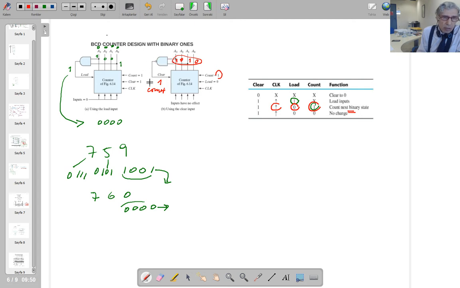then that clear is going to be 0. Clear is going to be 0 without waiting for the clock pulse, because there's an X here. Whatever the clock pulse value is, that means the output immediately becomes 0. So your output is going to be 0, 0, 0.